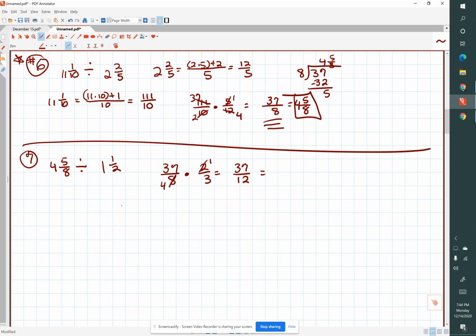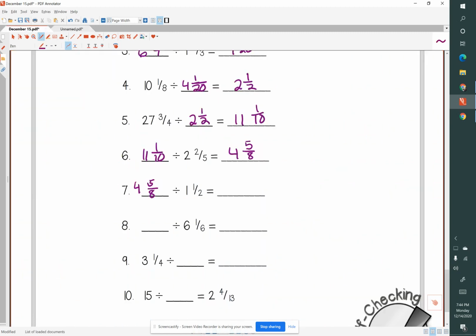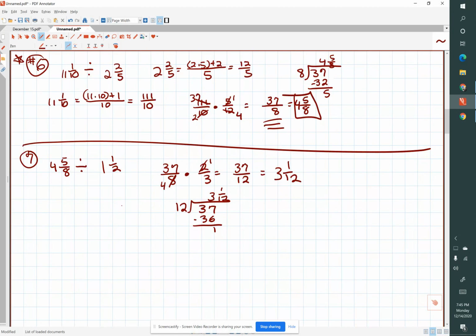That's our improper fraction, our mixed number we get by division. 3 times 12 is 36. And that's 1/12 left over, so that equals 3 1/12. Which we put on the next line. And on to number 8.